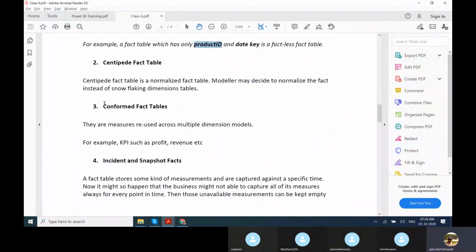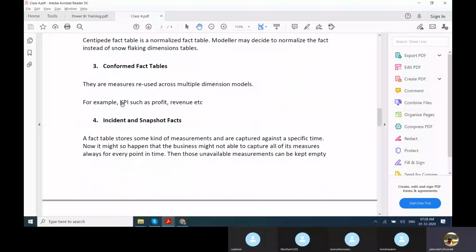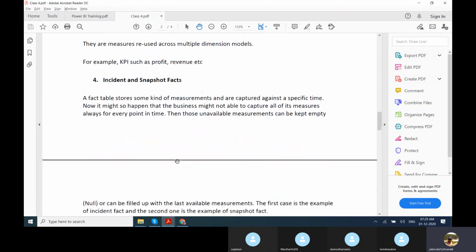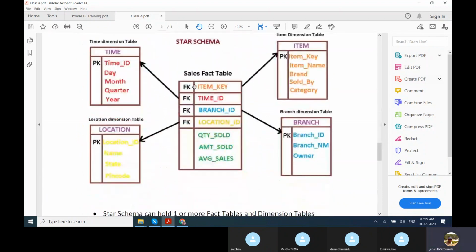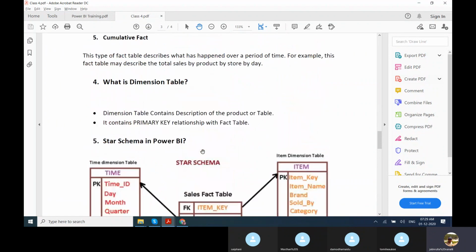The third one is the conformed fact table. What are conformed fact tables? They are measures reused across multiple dimensional models, for example KPIs such as profit and revenue. In the fact table we have foreign keys to the dimension tables, and we have amount, quantity, sales, and average sales. This is fine.